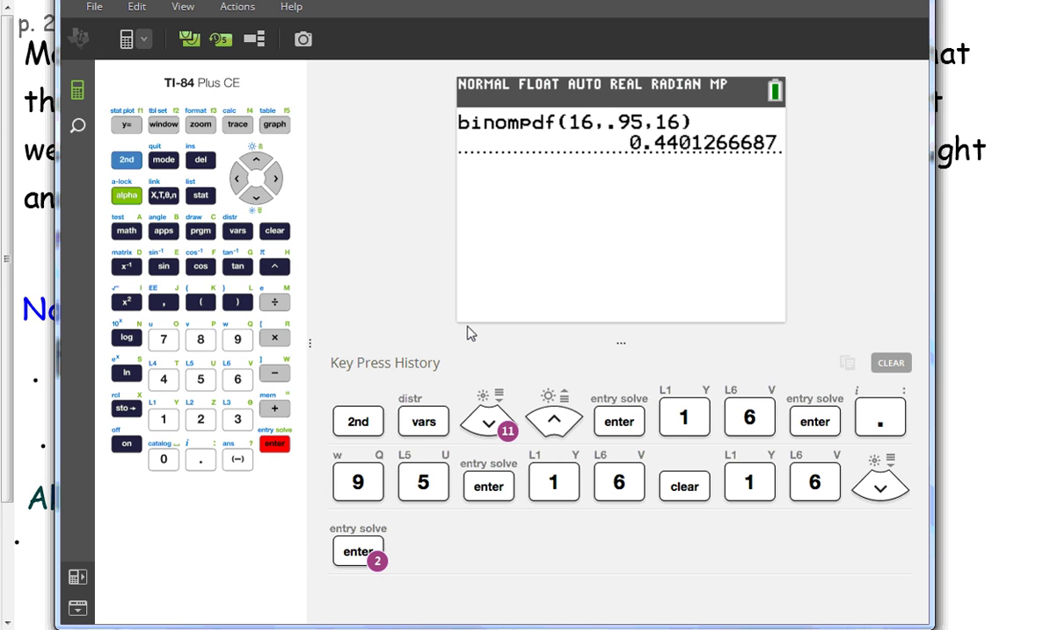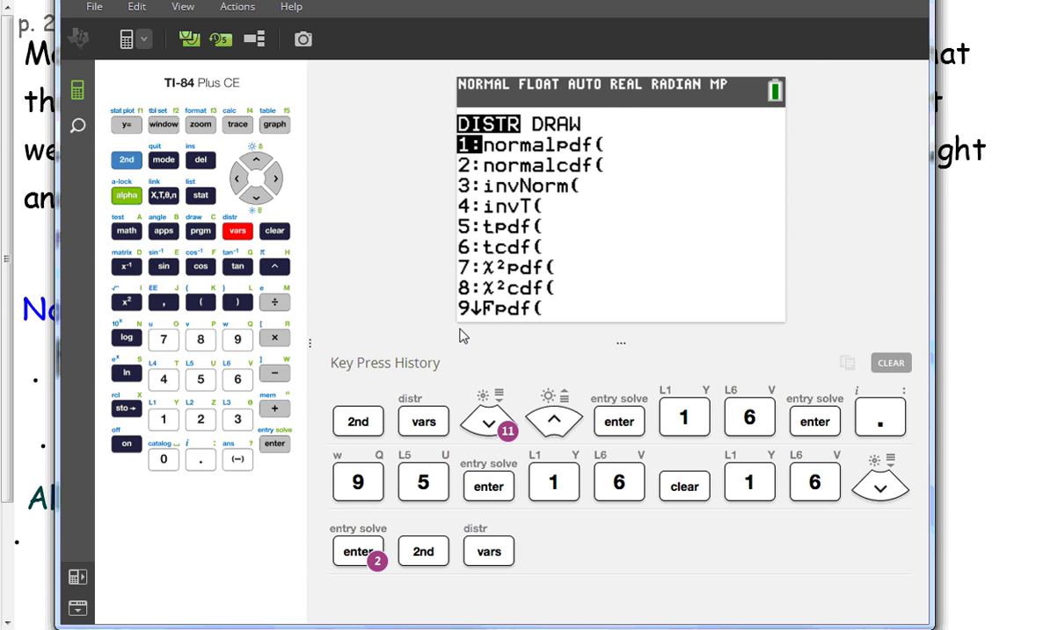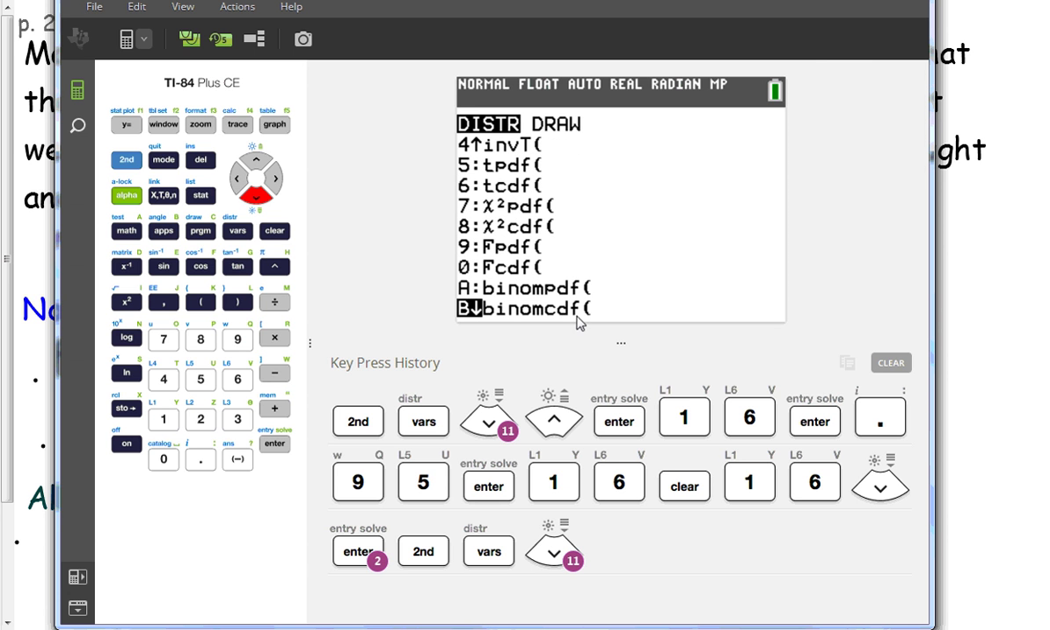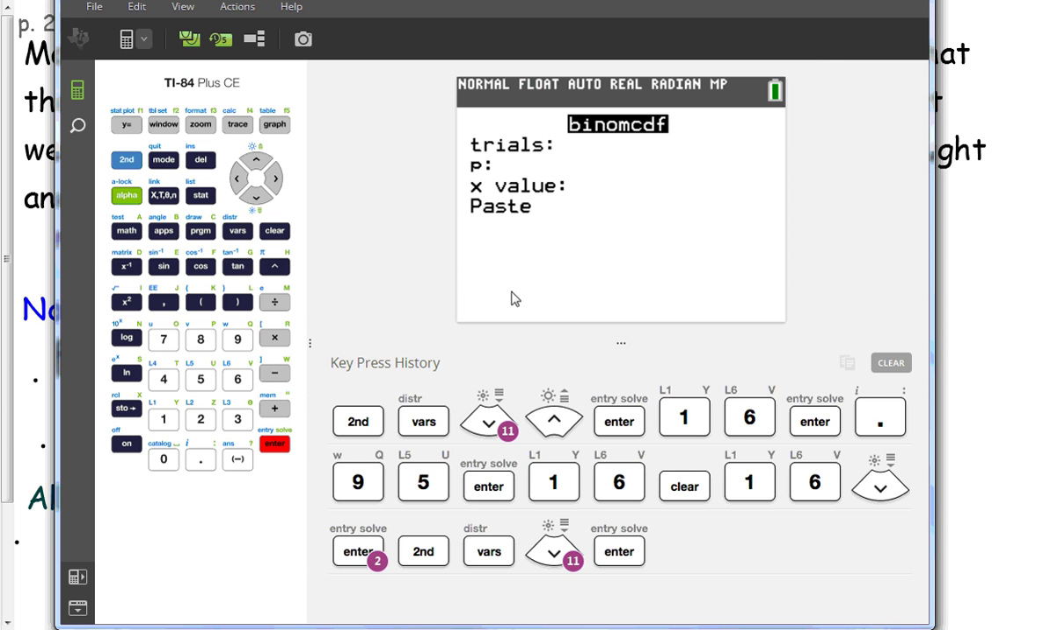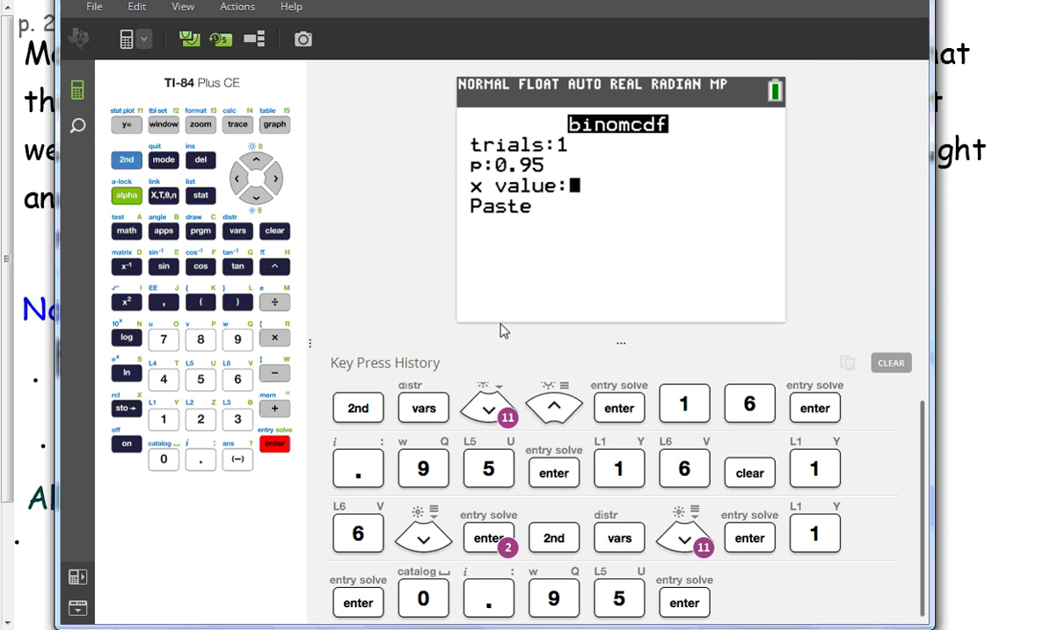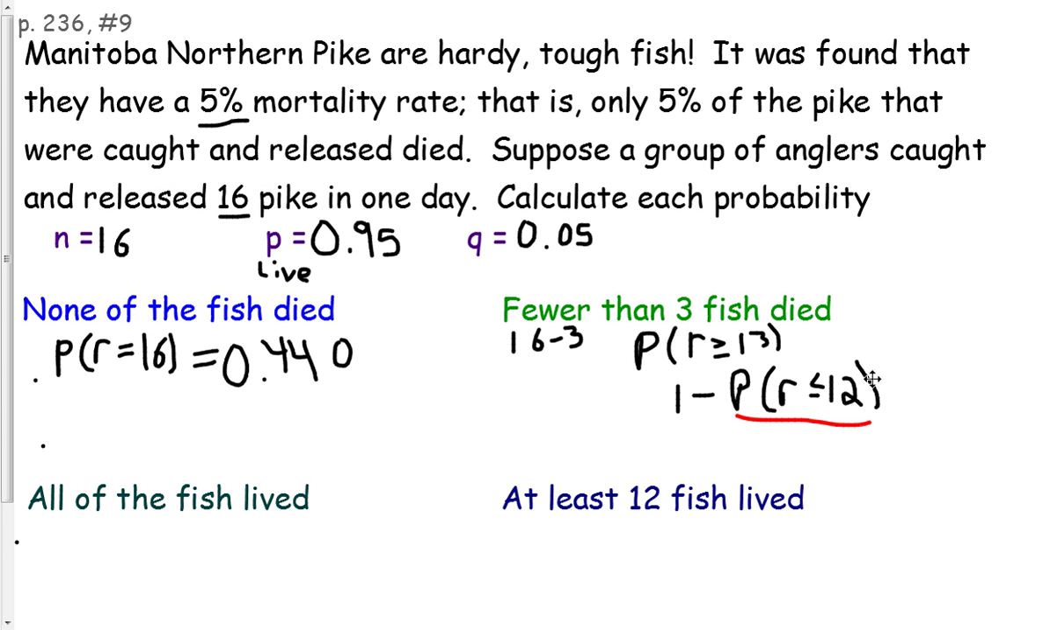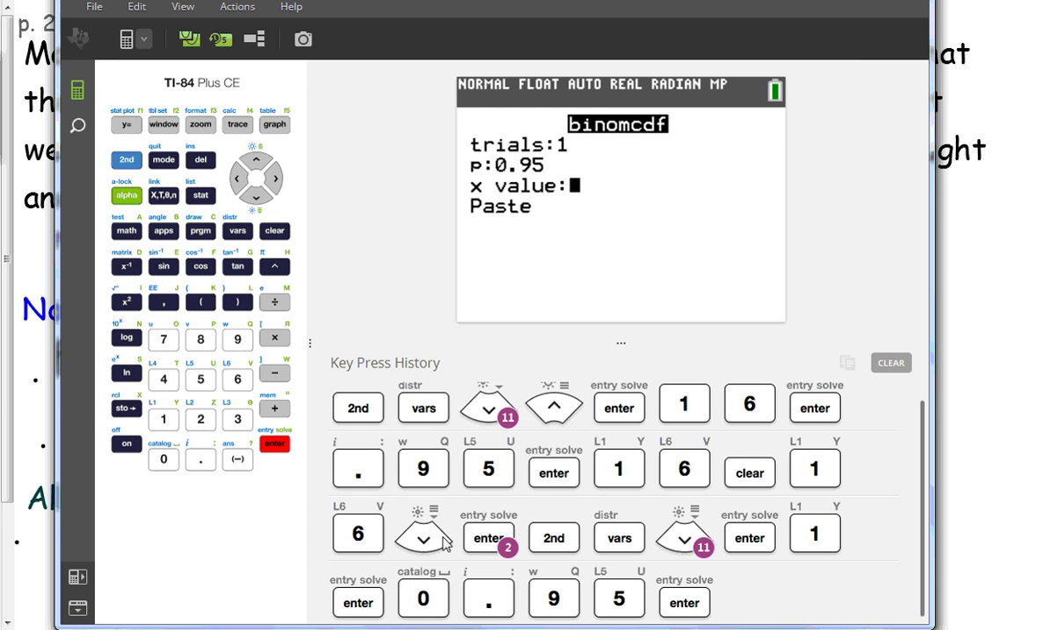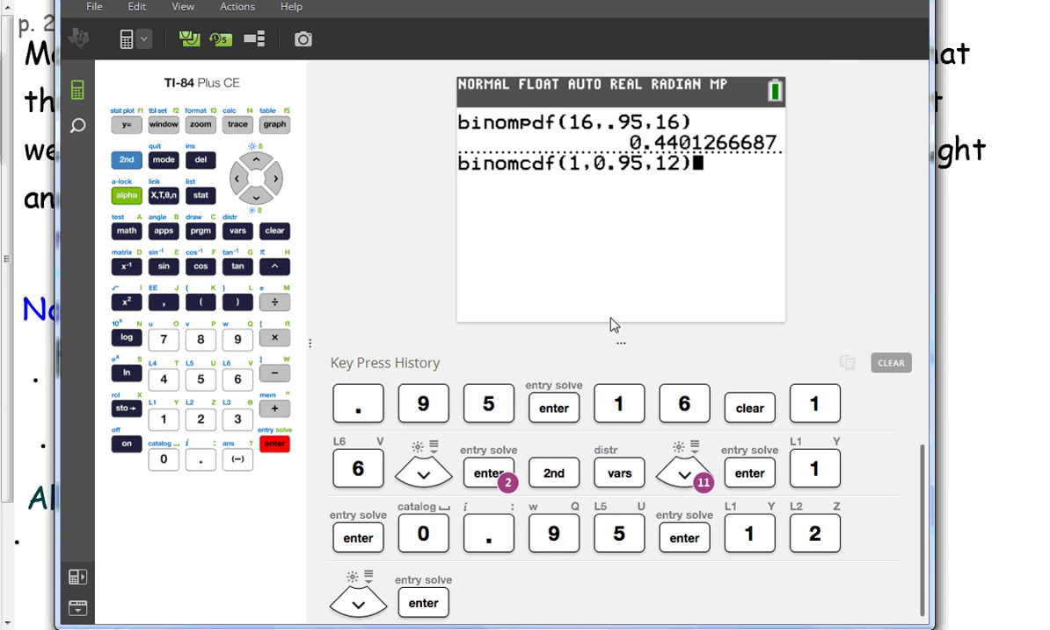This just means that we are going to have to use the other form. So again, we're hitting second distribution button, so bars go all the way down. This time we're going to do the B button because this means the less than or equal to. Okay, trials is still 16. Probability of success is 95%, and your X value this time, and again, this is the value, is right here, 12. So we're putting in 12. Go down, paste, puts it in for us, enter. And we have a 100% chance.